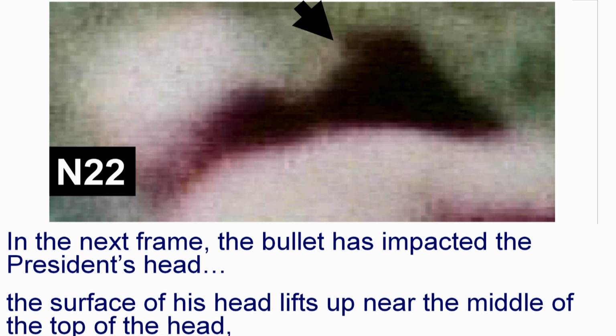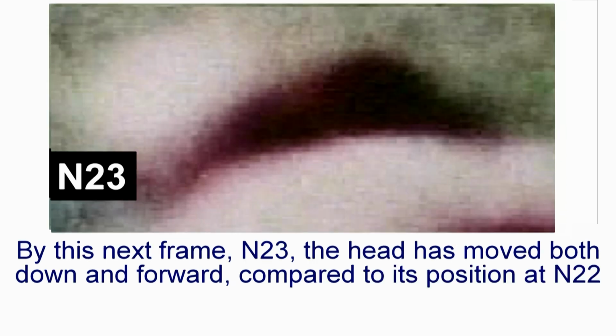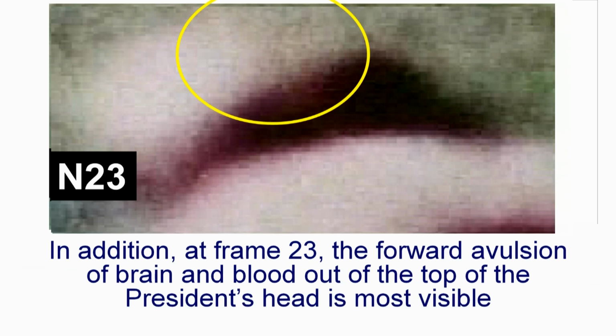The surface of his head lifts up near the middle of the top of the head, which may have induced a strong tension on the scalp at the back of the head. By this next frame, the head has moved both down and forward. In addition, at frame 23, the forward avulsion of the brain and blood out of the top of the president's head is most visible.